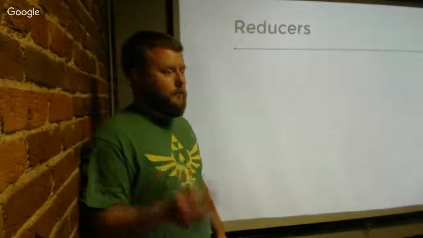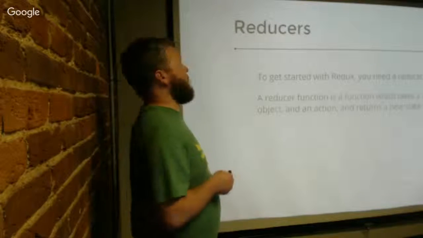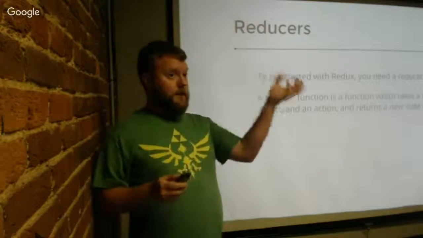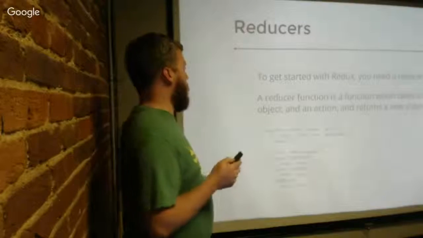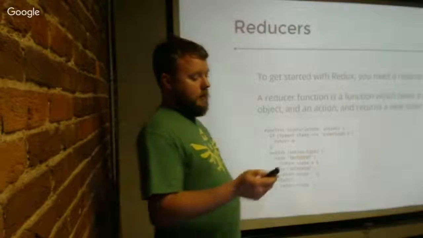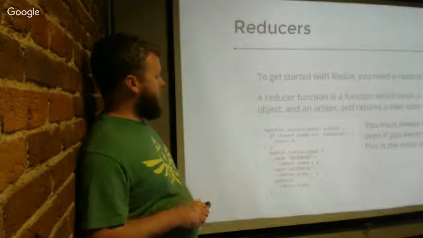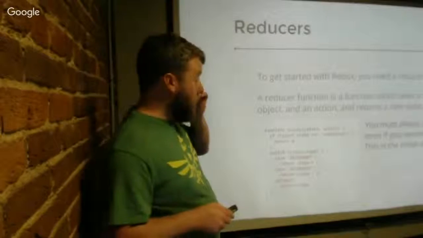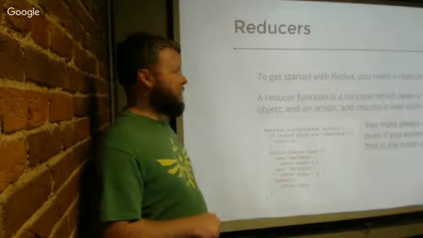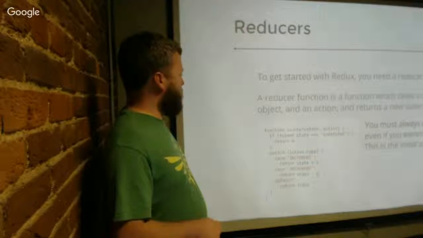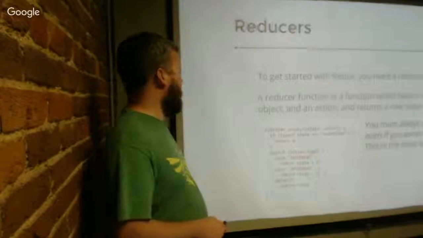So, reducers. To get started with Redux, you need a reducer function. A reducer function is a function which takes a state object and an action, and returns a new state object. So here we have a reducer that takes a state and an action. It's important to note that you must always return a state even if you weren't given one. This is going to be the initial state. So here, if state is undefined, meaning this is probably the first time this reducer has been run, we're going to return the initial state of 0. We want to just start by default with 0.